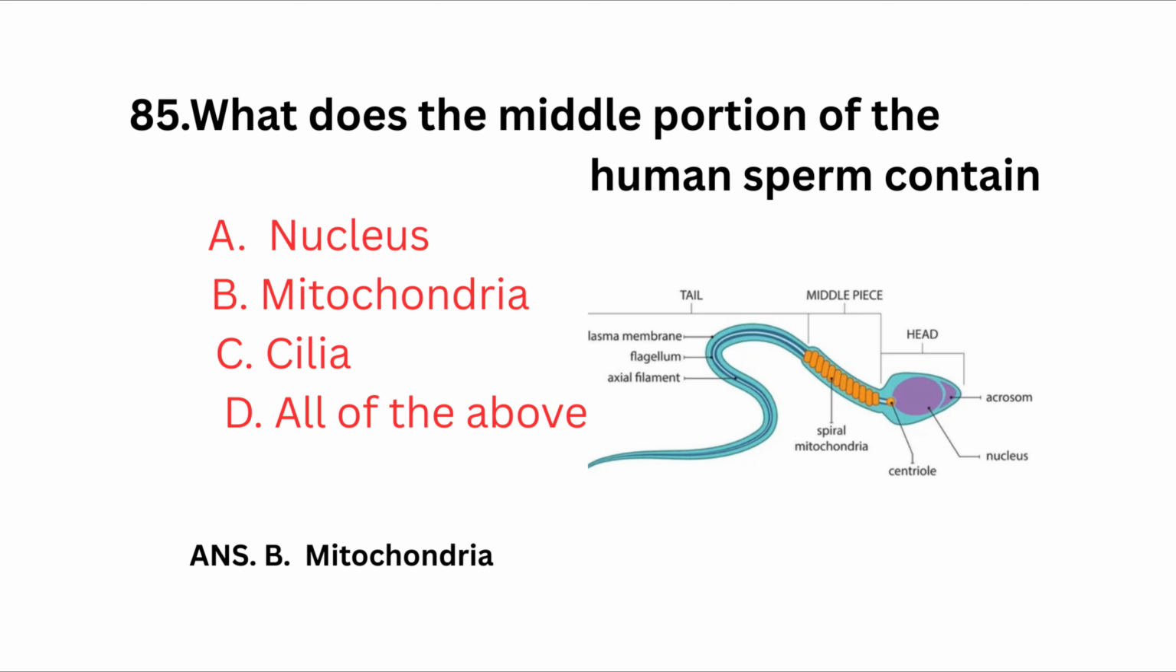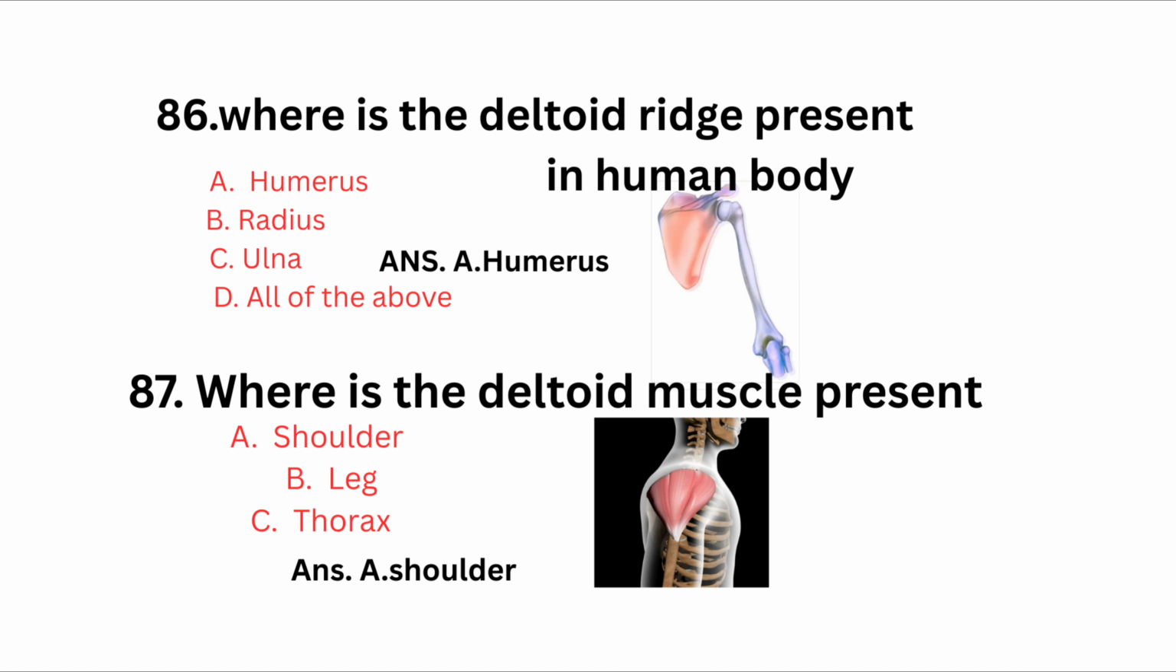85. What does the middle portion of the human sperm contain? A. Nucleus. B. Mitochondria. C. Cilia. D. All of the above. The answer is mitochondria. It's the mitochondria that generate the energy, and the flagellum present at the tail end helps in the movement of the whole human sperm towards the ova. That's what I can see, like it's evident here in the diagram.